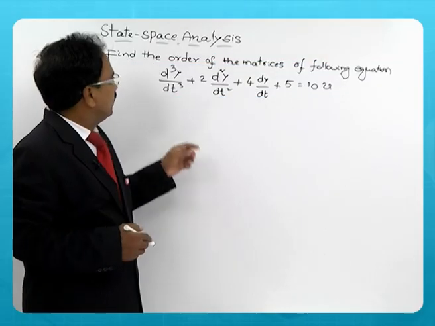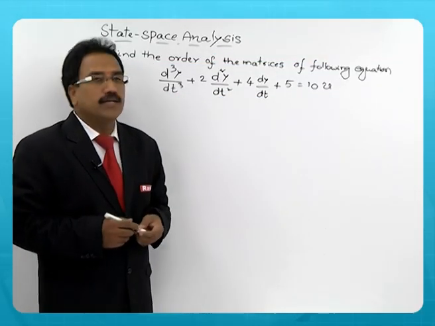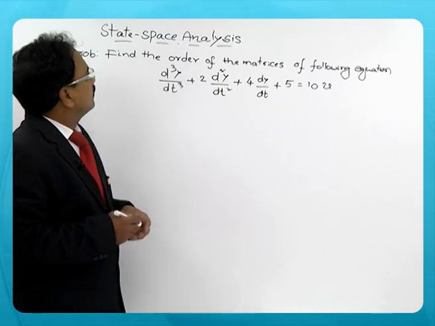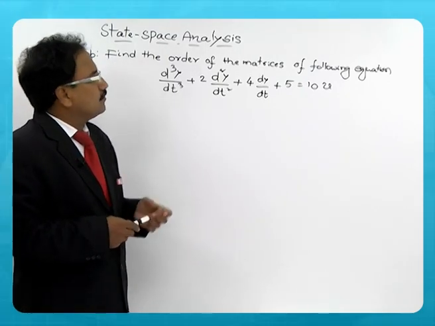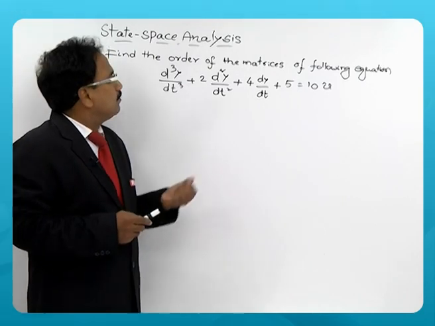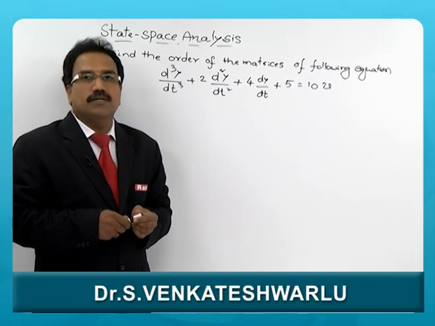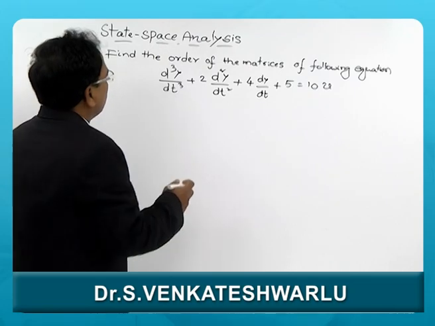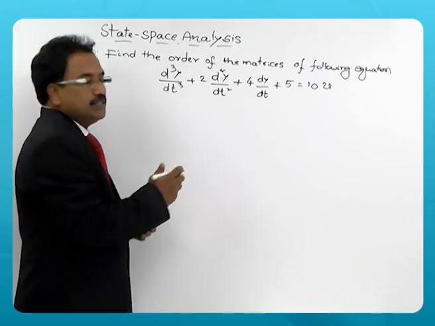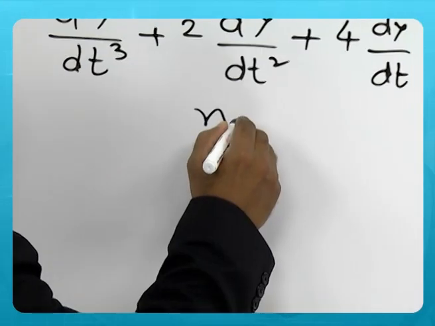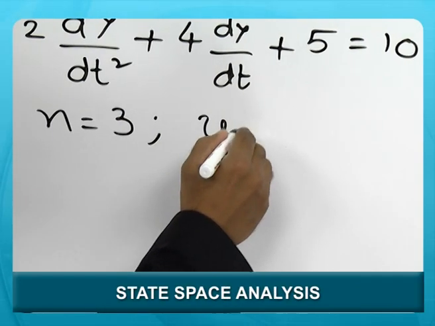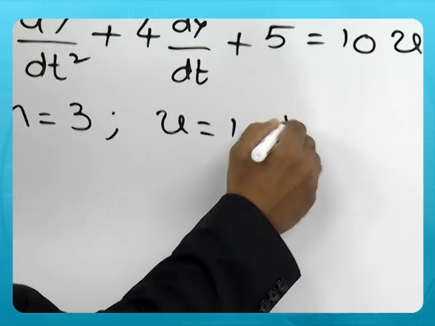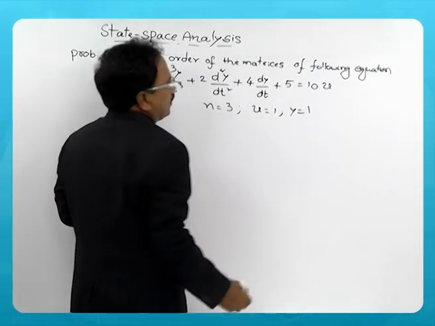This is a differential equation of third order, and we need to find out the order of the matrices of the system which is described by a differential equation of third order. So here, by seeing the order of the equation, we can say that the number of state variables are 3 and the number of inputs is 1 and output is also 1.